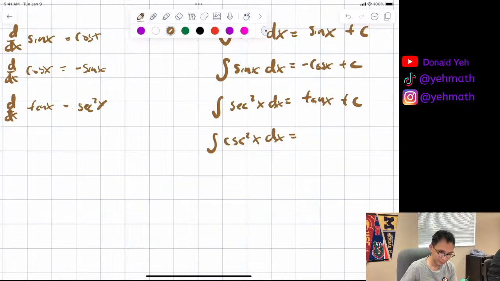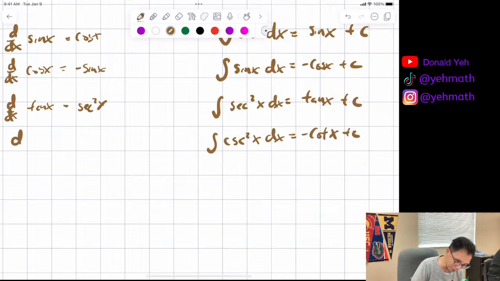Plus C. Almost. Almost. Cosecant, cotangent, cosecant. You're getting colder. And it's cotangent cosecant. Maddie? Negative cotangent. Good job. Because the derivative of cotangent of x is equal to negative cosecant squared of x.